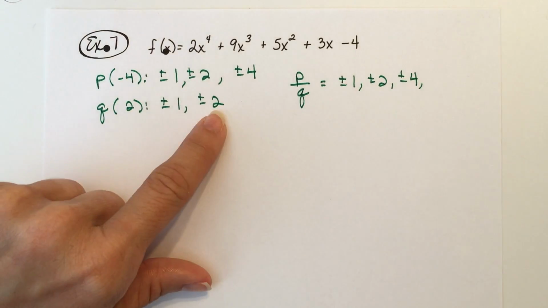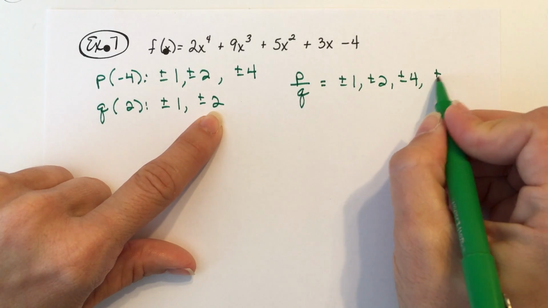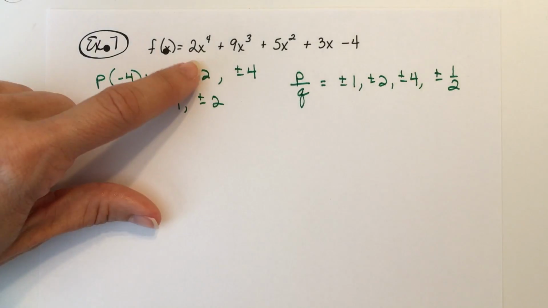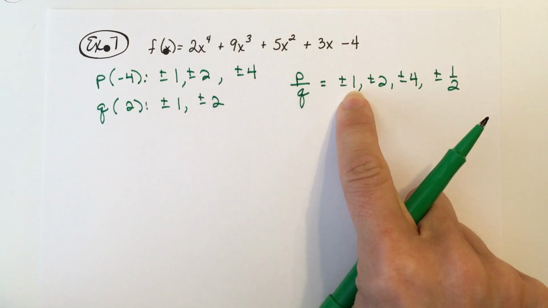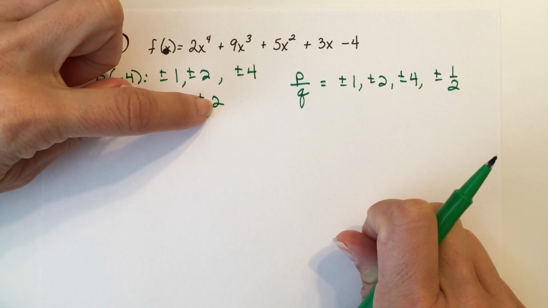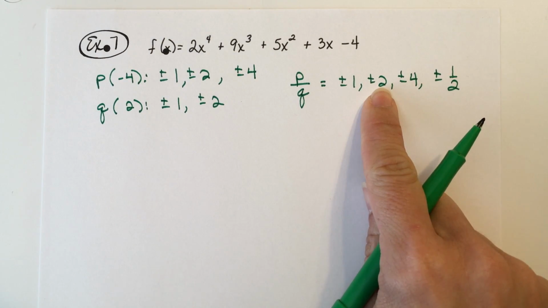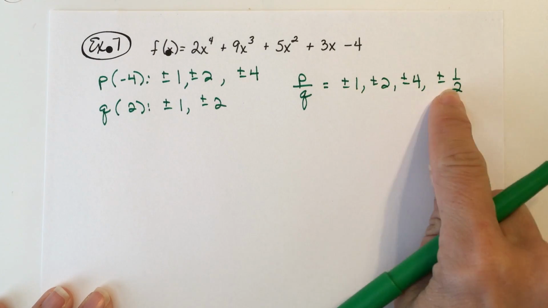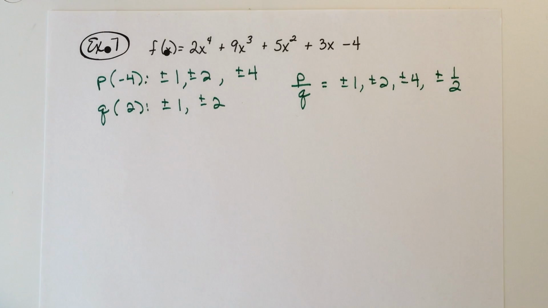And now I've got to put them over 2. So 1 over 2. Now, 2 over 2 reduces to 1 that you already have, so we're not going to write it down again. And then you put the 4 over the 2. 4 over 2 reduces to 2 that we already have. So this is going to be our list of numbers to choose from.